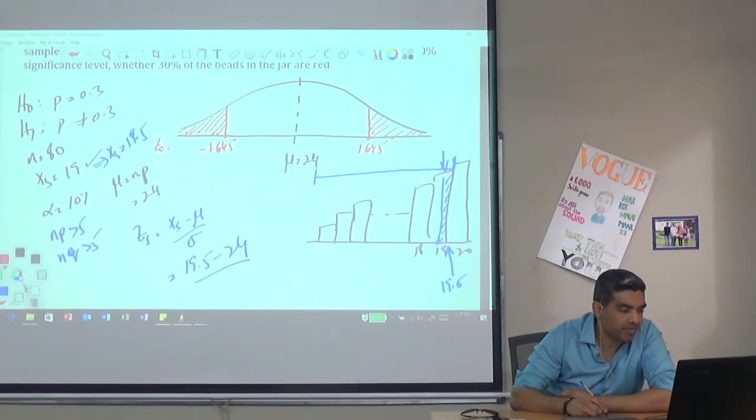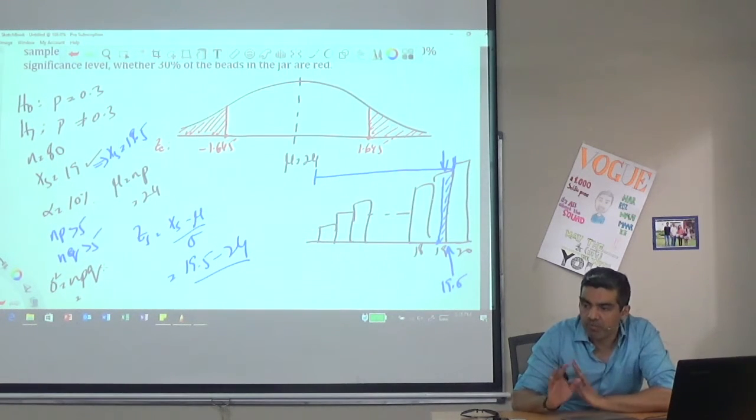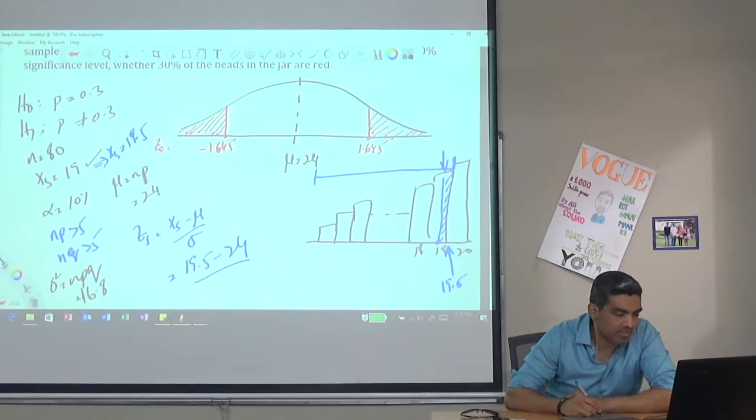Sigma, how do we get the variance? Variance is NPQ, 16.8. Not divided by the square root of N, nothing, just simple NPQ, 16.8. Yes. Okay, variance is 16.8. So this would be the root of variance.